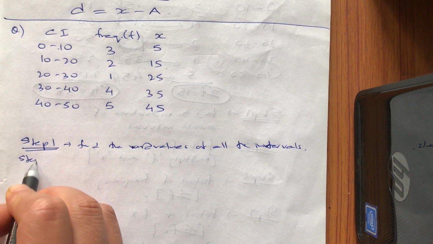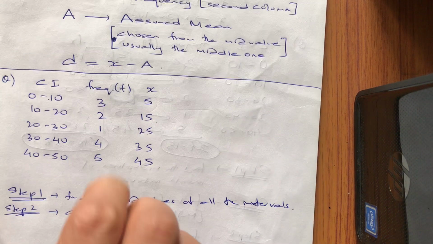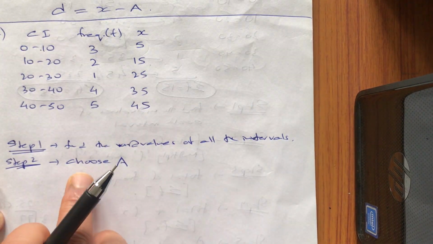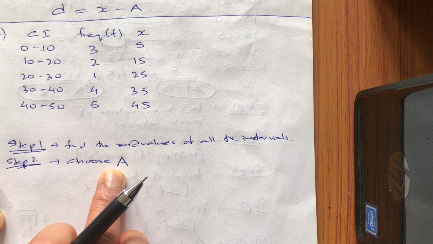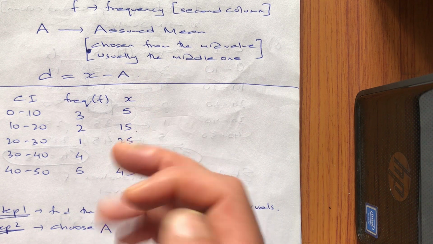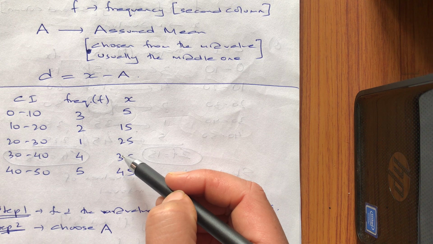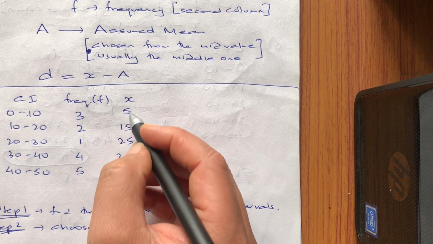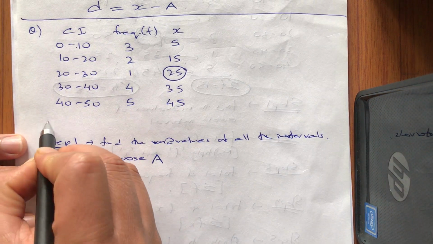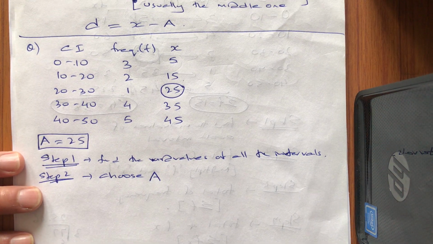Then step 2. Step 2 is you have to choose A. Now we said A is chosen from the mid values. So now these are the mid values. So we have to choose A, and we had told you that we usually choose the middle one, rather than randomly selecting any value from x as the assumed mean. So this lies exactly in the middle. So my A is equal to 25 for this particular question.